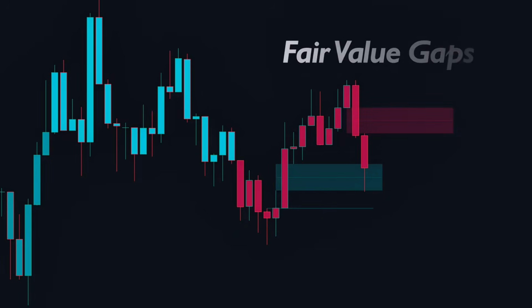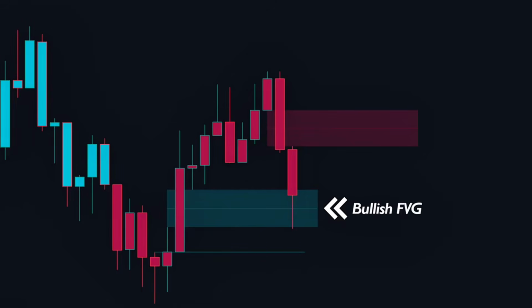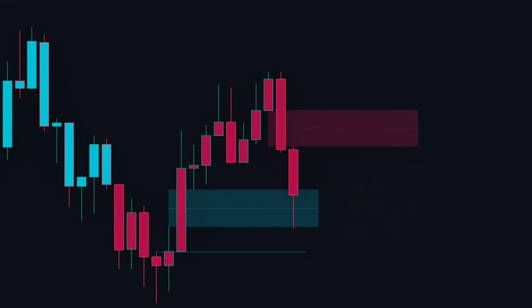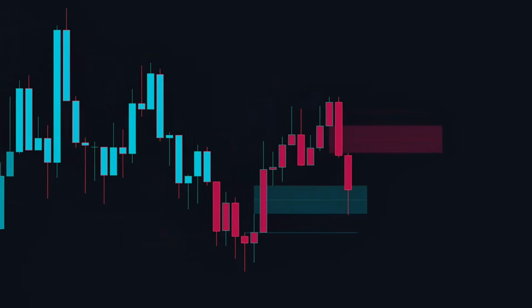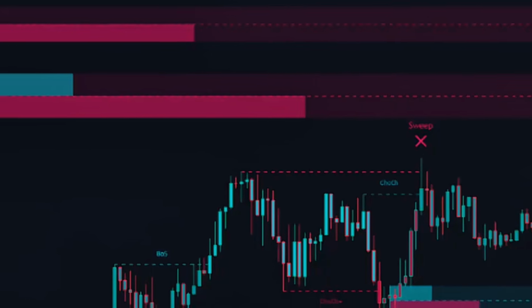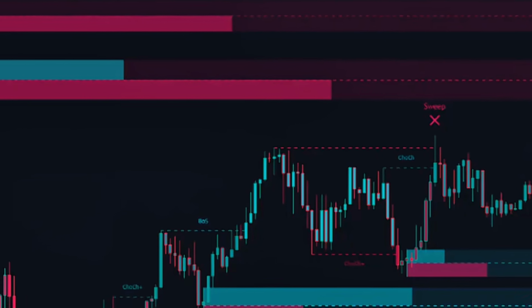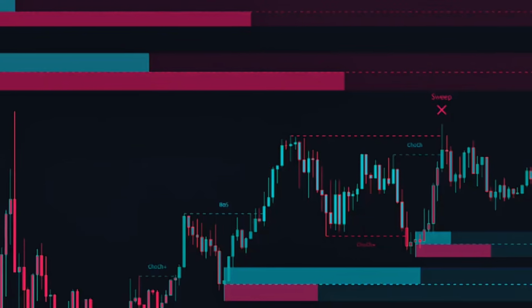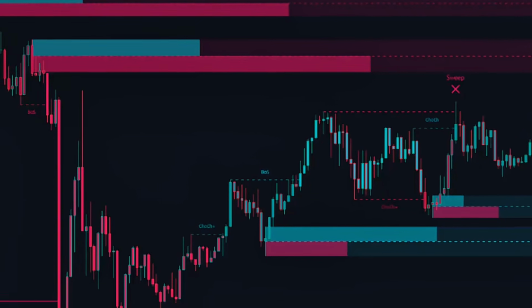Then there are fair value gaps, highlighted live as they form. Green for bullish, red for bearish. Instead of scrolling back through the chart, trying to spot imbalances, this tool lights them up instantly, so you never miss one. It even calls out liquidity sweeps. Those little stop hunts where price spikes just to take out traders before reversing. With this, you can actually spot where liquidity is being grabbed and prepare yourself for the real move.